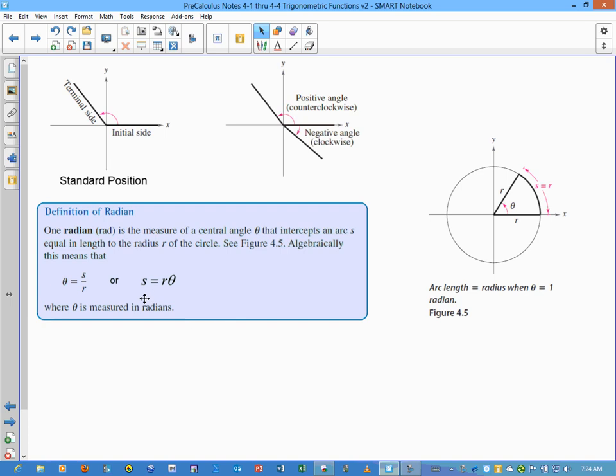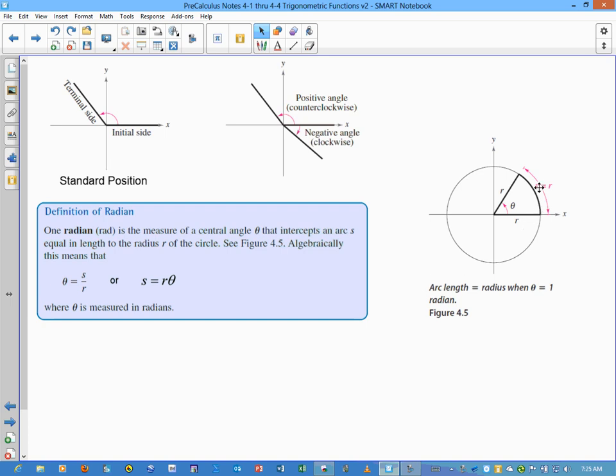So algebraically, we can see that S, which is this arc length, is r times theta. But if r is 1, which makes it a unit circle, then we have S would be equal to theta. So that's the important thing to understand, is theta, its geometric definition, is it is the length of the arc that your angle cuts off on the unit circle.